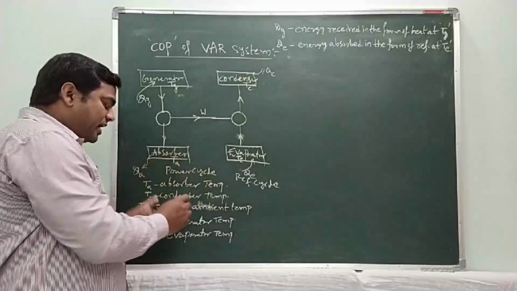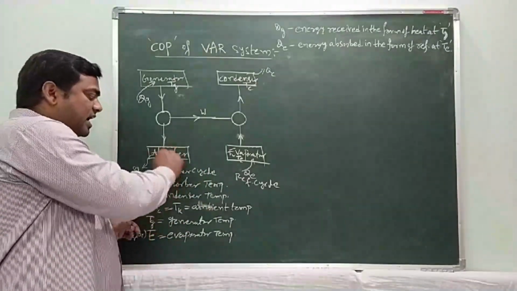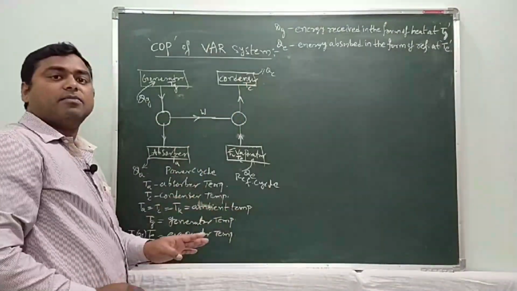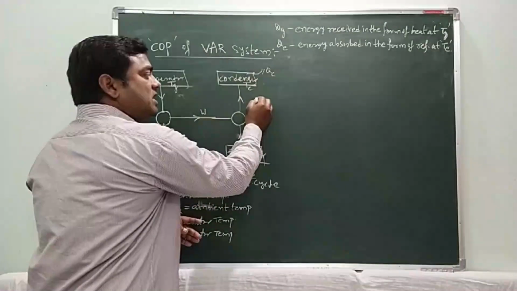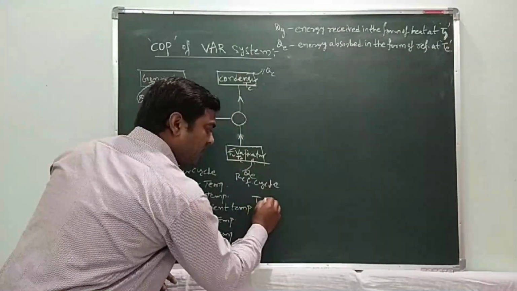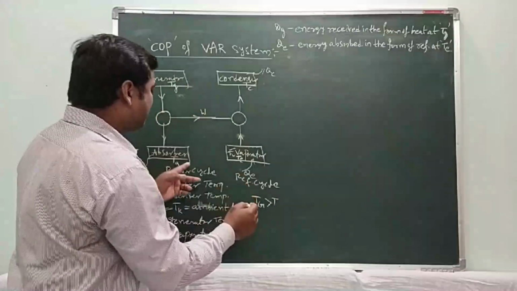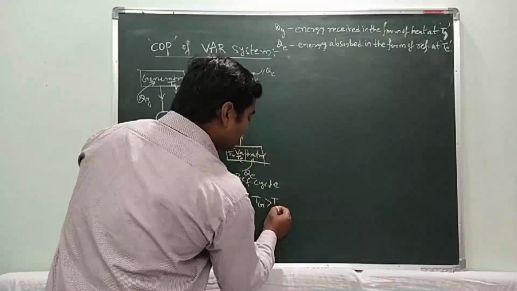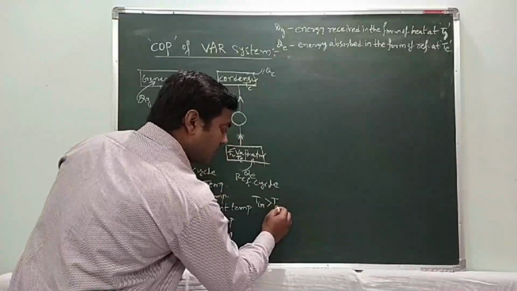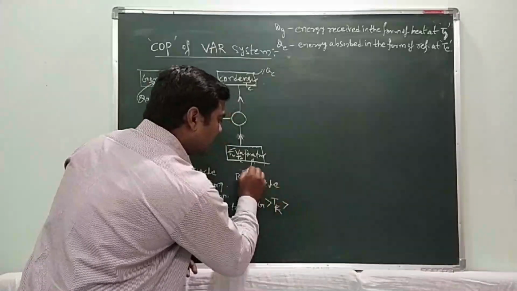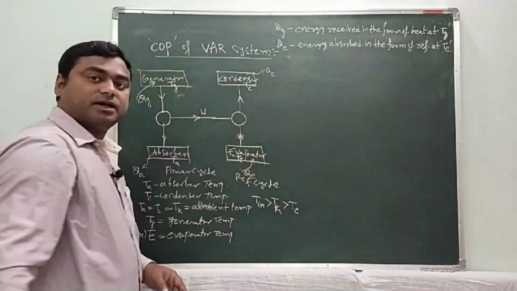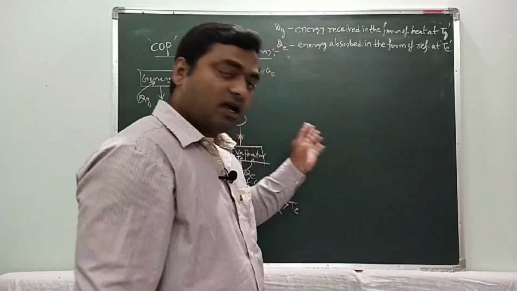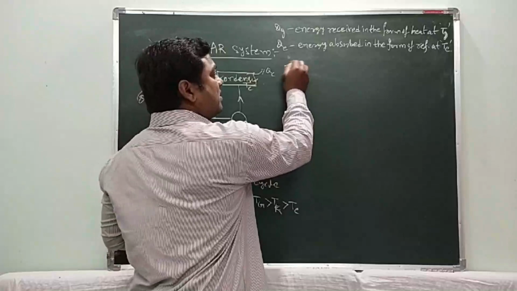So the TA, that is the absorber temperature, is equal to the condenser temperature, equal to the ambient temperature. In general, the generator temperature is greater than the condenser or ambient temperature, which you can also call TK, which is greater than the evaporator temperature. So how do we derive this? First I will write for the power cycle.